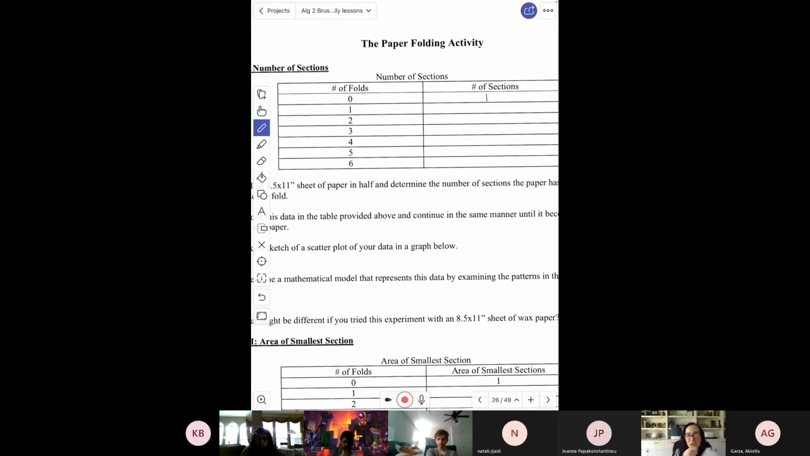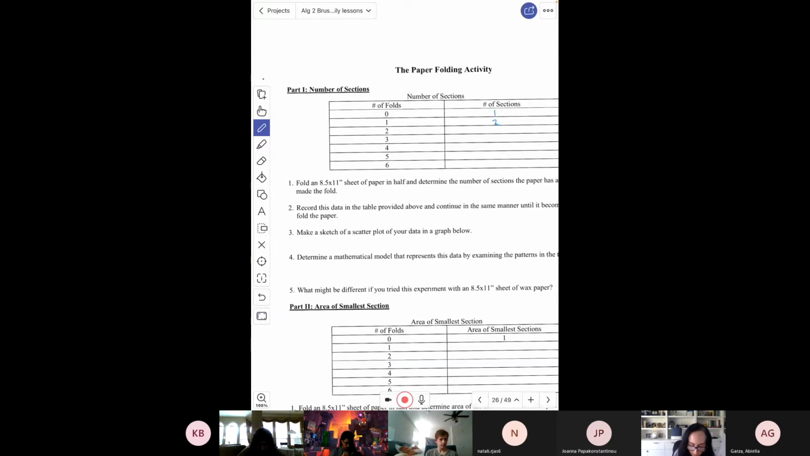You have 2, okay? So now we're going to continue on, and I want you to complete this, all right? Now, you can make a little scatter plot on your piece of paper here, so you're recording the data, and then you're trying to come up with a model. So that's a rule. That's an equation.